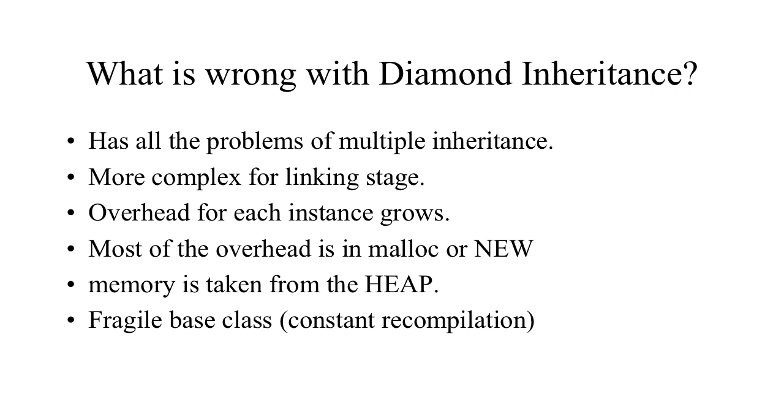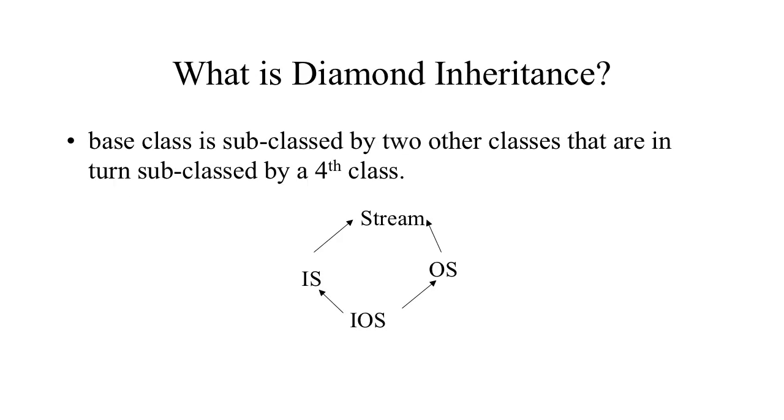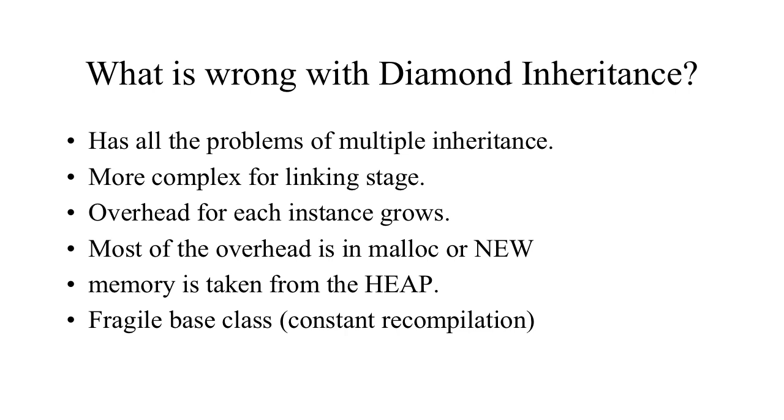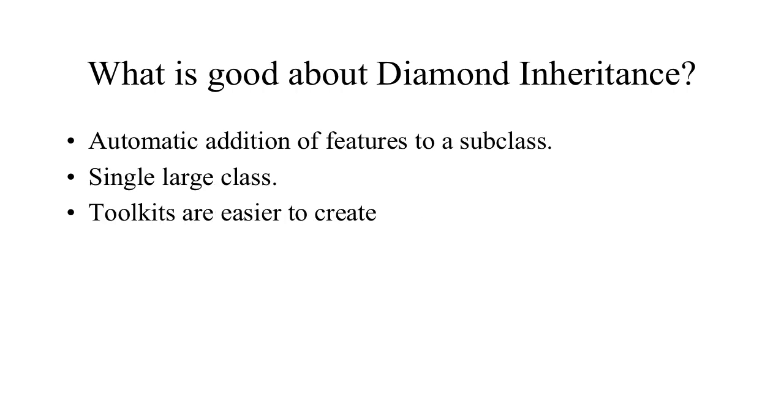You have to constantly recompile all of the subclasses, and that happens whenever the base class changes. So if you go back in here and you change stream, then input stream has to change, output stream has to change, and the input-output stream has to change and be recompiled. So that constant recompilation problem means that you have to spend a lot of time recompiling the code every time you make a change in a base class.